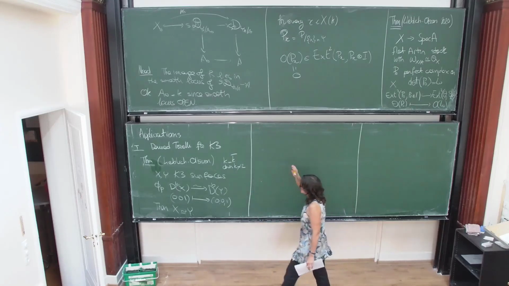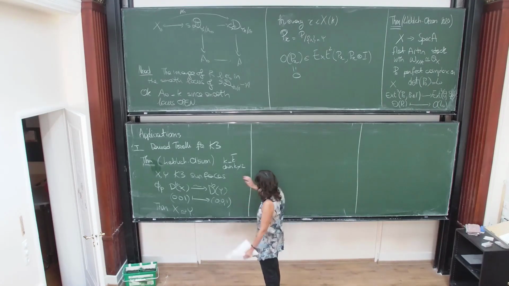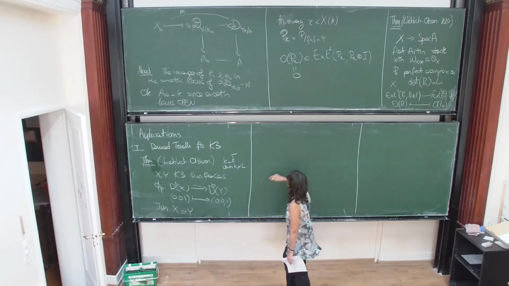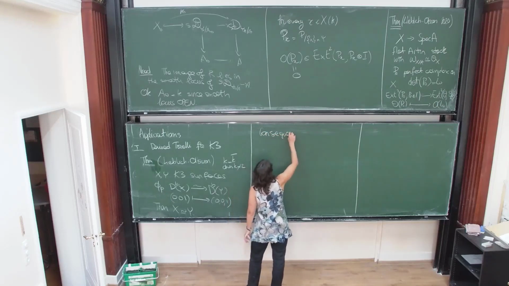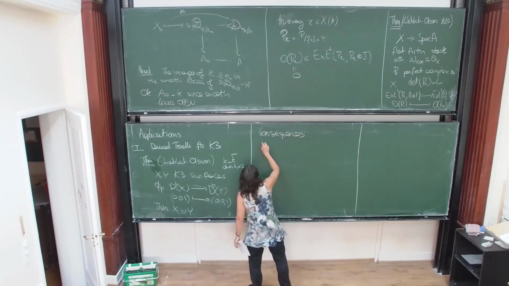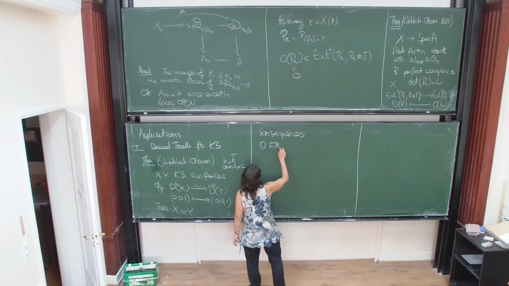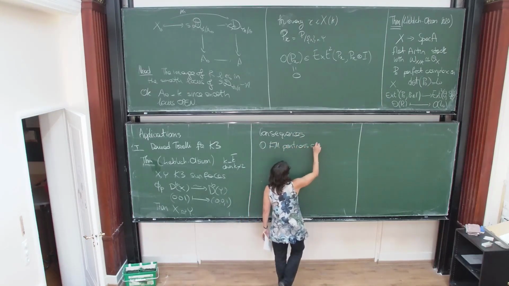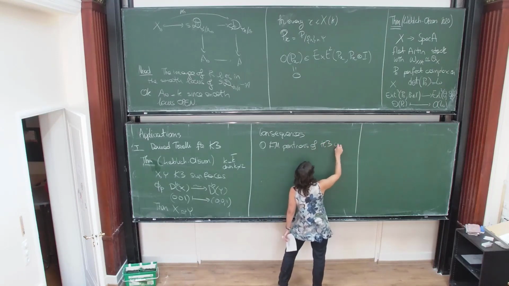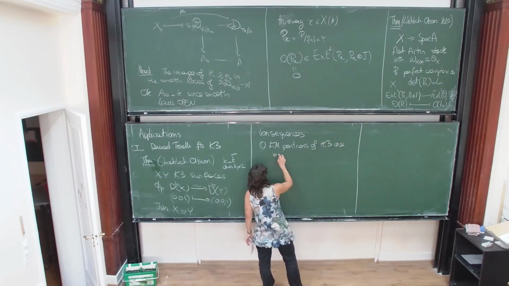Okay, so anyways, the consequences of these are many. So one is Fourier-Mukai partners of K3s are moduli spaces of sheaves.